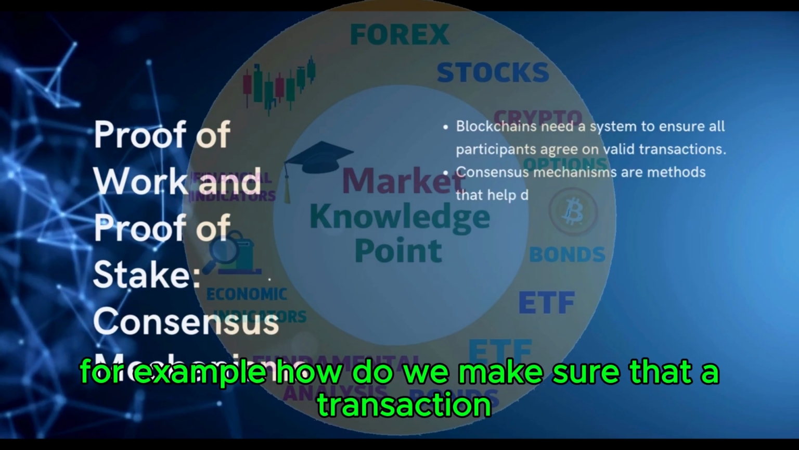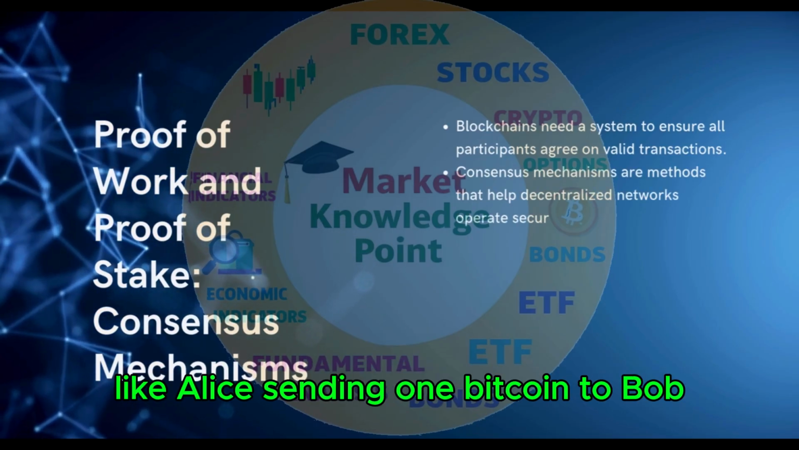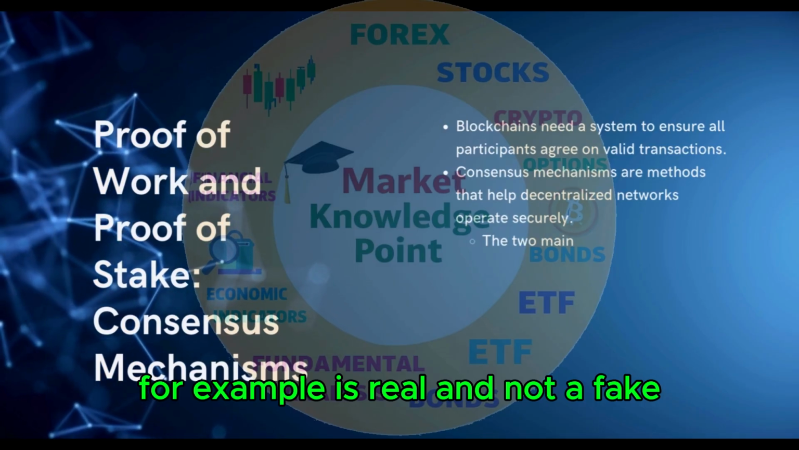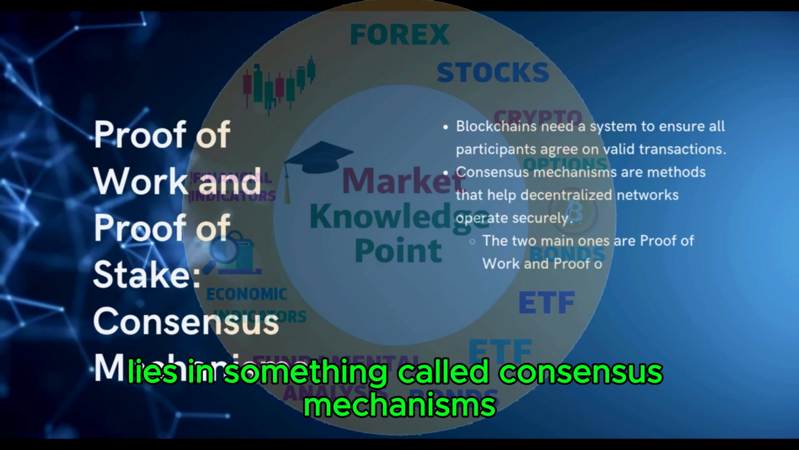For example, how do we make sure that a transaction like Alice sending 1 Bitcoin to Bob is real and not a fake? Well, the answer lies in something called consensus mechanisms.